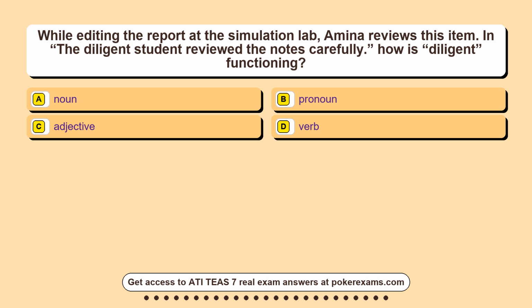Question 16. While editing the report at the simulation lab, Amina reviews this item. In the diligent student reviewed the notes carefully. How is diligent functioning? Option A, noun. Option B, pronoun. Option C, adjective. Option D, a verb. The correct answer is option C, adjective.